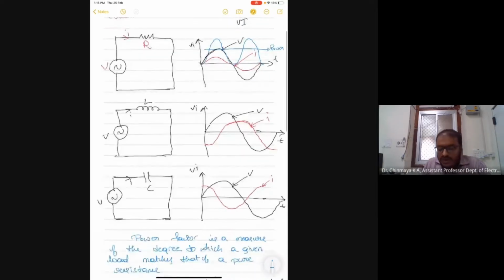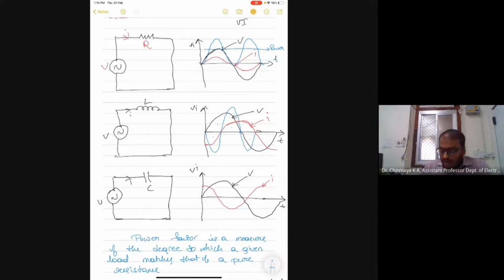When the circuit is inductive, as you can see here, voltage is leading the current. At this instant, voltage is positive and current is negative, so the power, V into I, will be negative. At this instant, voltage is positive and the current is positive, so power will become positive. Again at this instant, voltage is negative and the current is positive, so the total power will become negative.